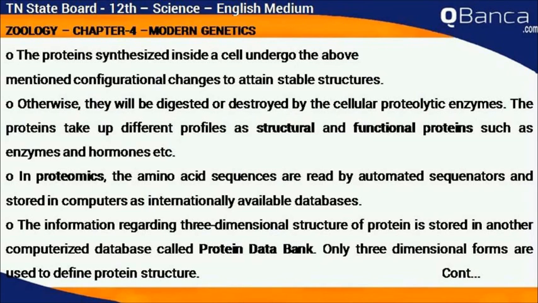The proteins take up different profiles as structural and functional proteins such as enzymes and hormones, etc. In proteomics, the amino acid sequences are read by automated sequenators and stored in computers as internationally available databases. The information regarding three-dimensional structure of protein is stored in another computerized database called the protein data bank. Only three-dimensional forms are used to define protein structure.